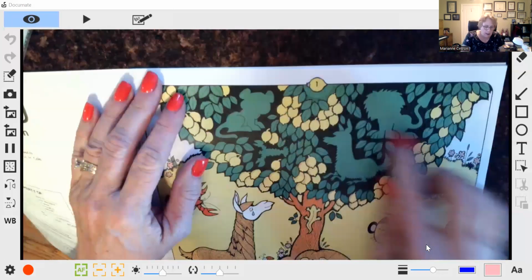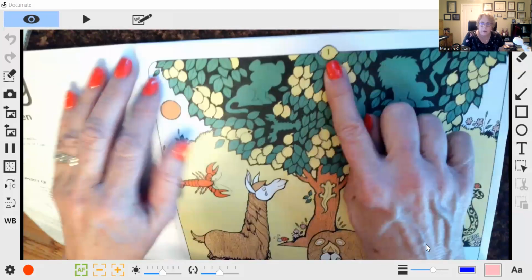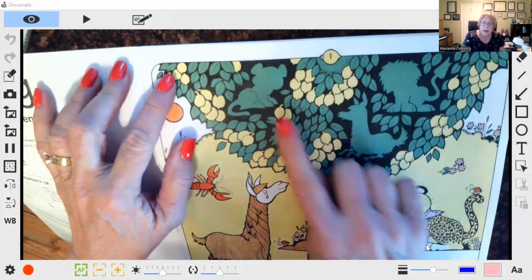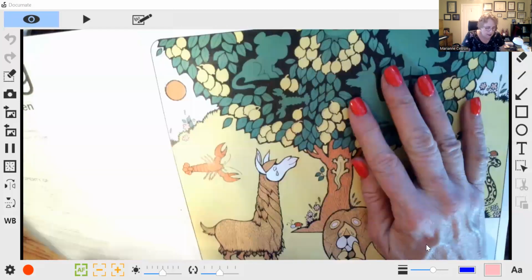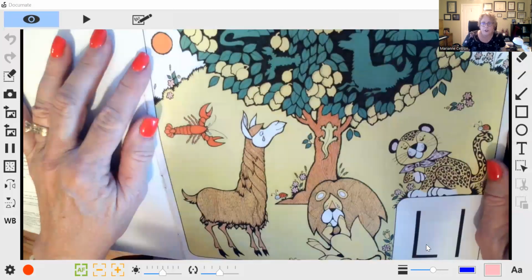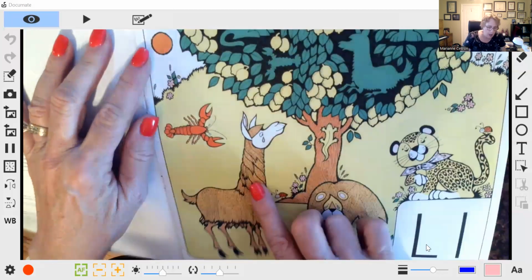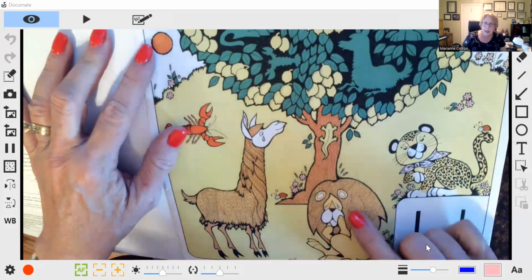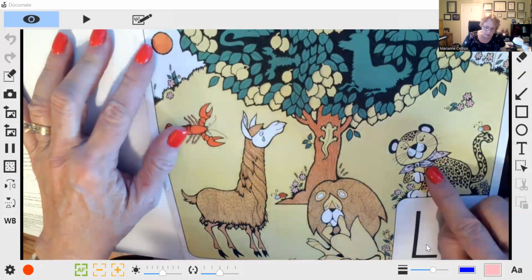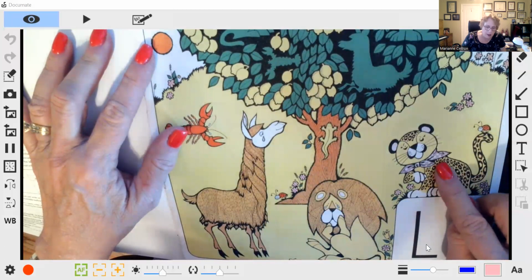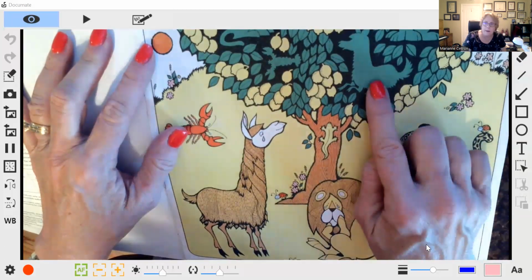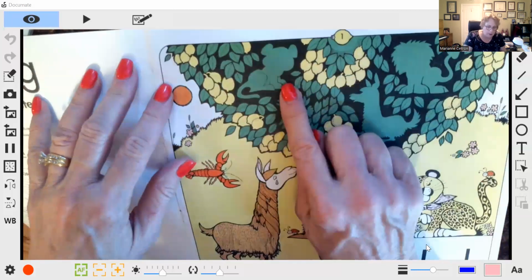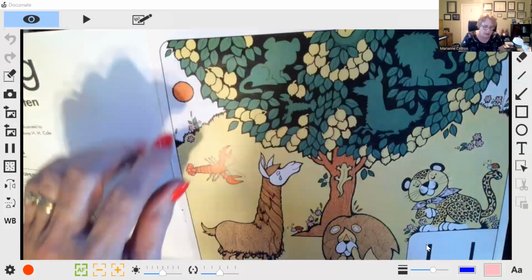On page 1, Pleasant has a lemon. Look at these shadows in the tree. Okay, let's look at the pictures and say their names. Llama, lobster, lizard, lion, leopard. So the leopard has spots. Here we have a baby llama, a baby lion cub, a little leopard cub, and a little lobster.